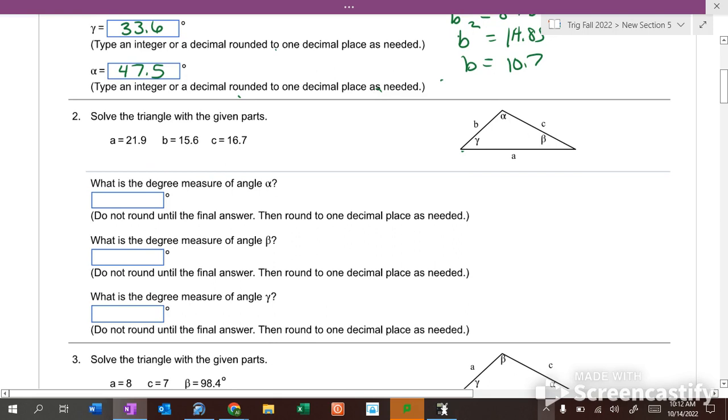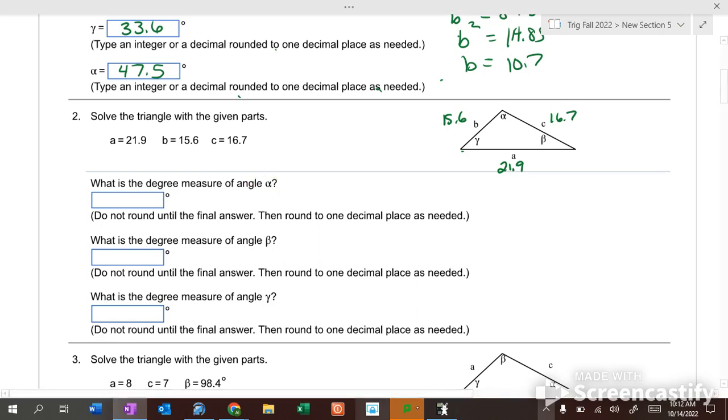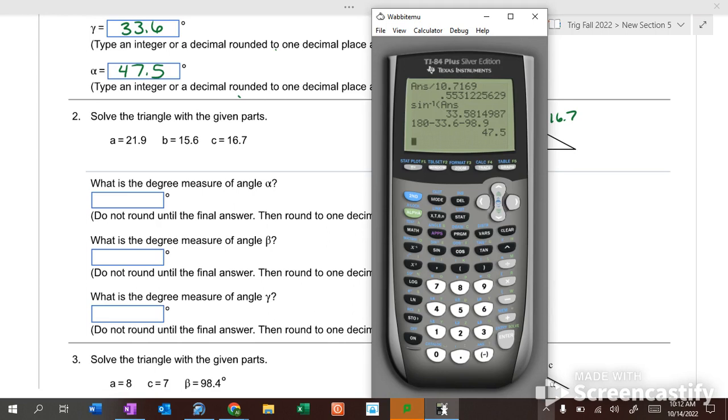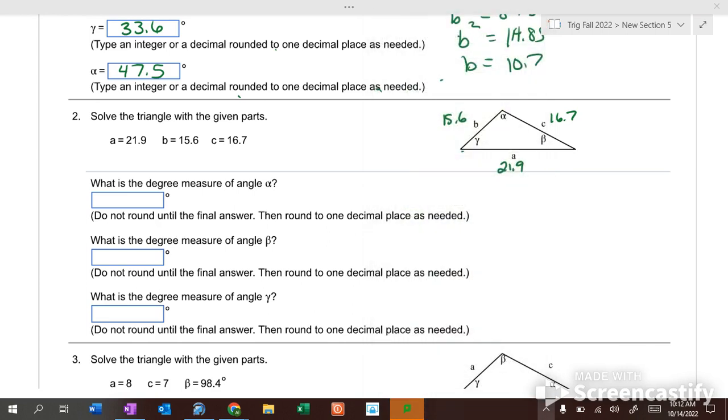Okay? This is a side-side-side. So 21.9, 15.6, 16.7. Which angle do I want to find first? Alpha. Not just because it's listed first here, but because it's across from the biggest side. So since it's across from the biggest side, we find it first. I don't need that up right now. Oh, and then I closed it instead of minimized it. Oh, well. Okay.